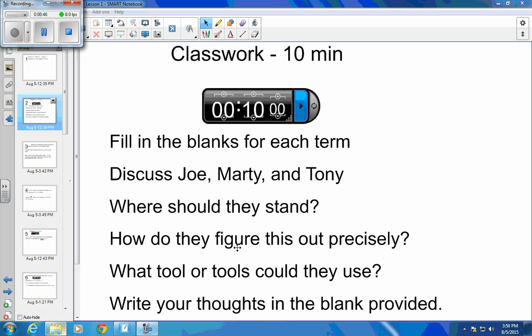Should you figure this out precisely, not just guessing, but have exactly an answer that is the answer? And then what tool or tools could you use to get to that? And again, just jot down your thoughts right there on the page. Please spend 10 minutes on this, so pause the video at this point and go spend 10 minutes doing that activity.